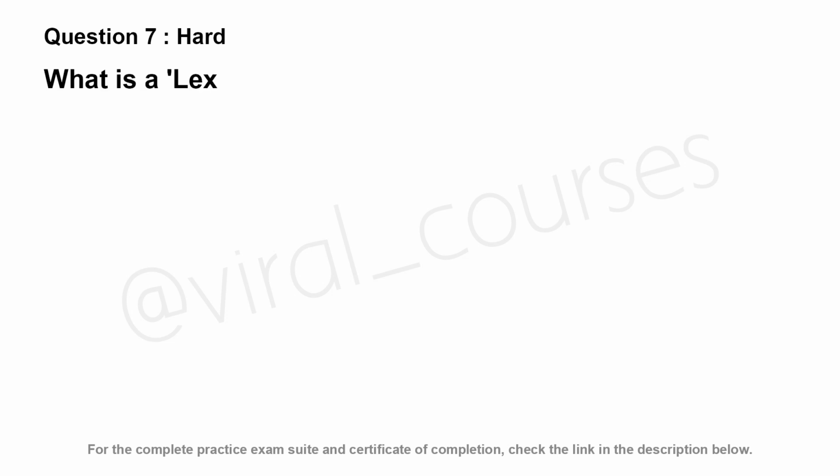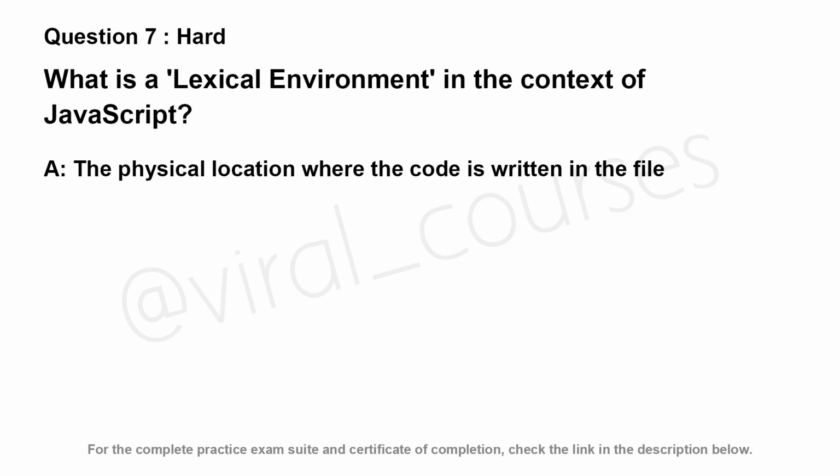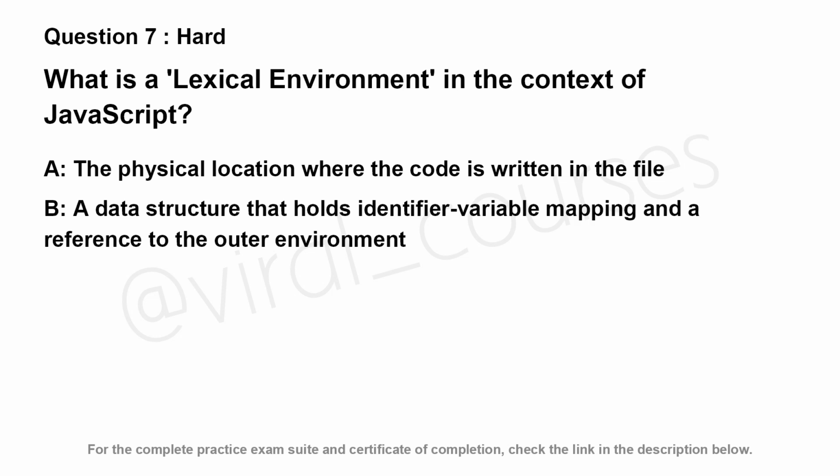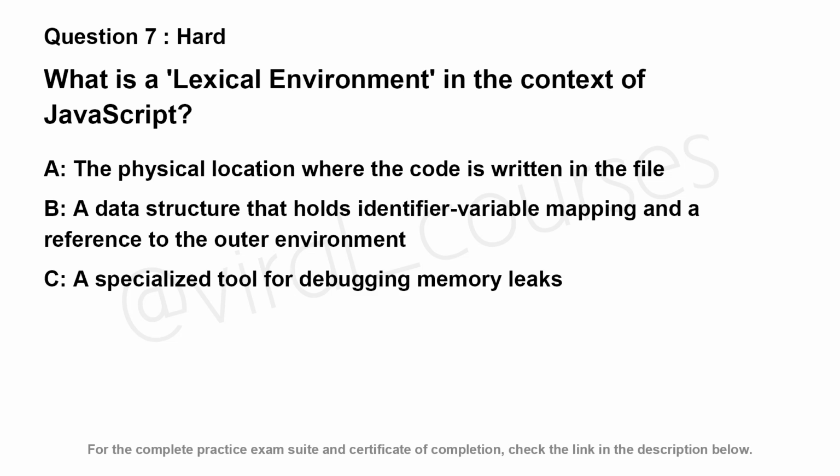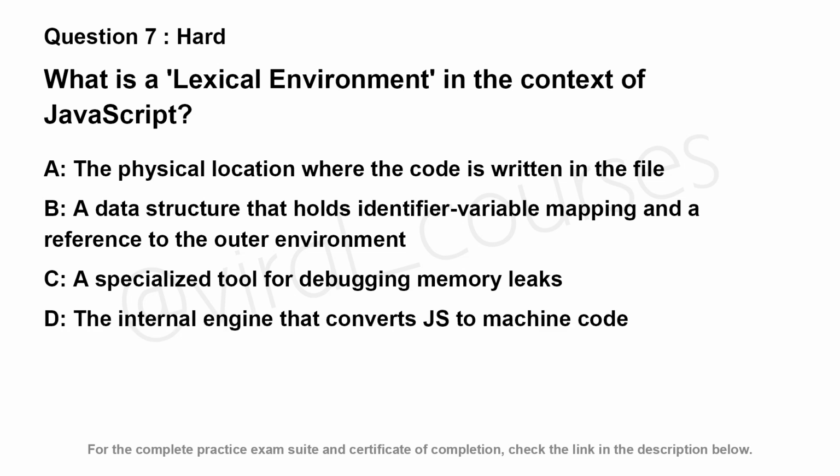What is a lexical environment in the context of JavaScript? Option A, the physical location where the code is written in the file. Option B, a data structure that holds identifier-variable mapping and a reference to the outer environment. Option C, a specialized tool for debugging memory leaks. Option D, the internal engine that converts JS to machine code.